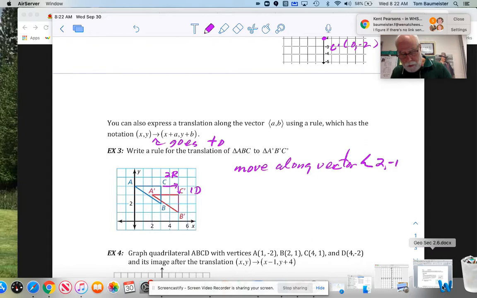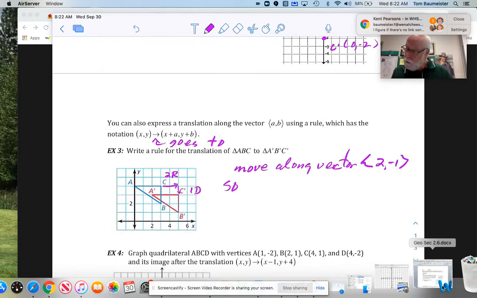To -1. So, and again, that means every point I'm going to be able to move over 2 and go down 1. All right, I'm going to be able to do that for A and B. I just showed you C because that one doesn't get everything in the way.